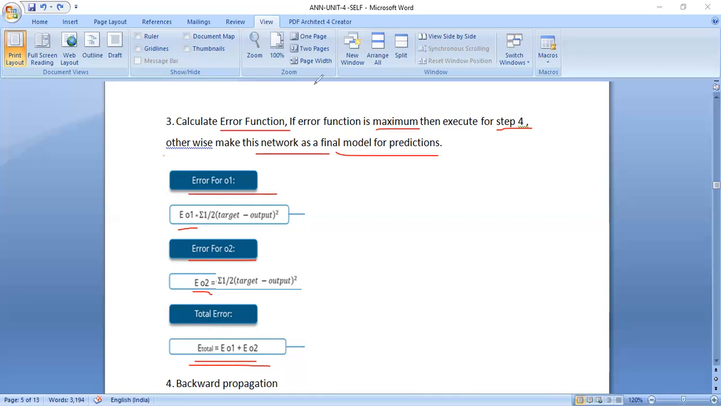So what is our task now? If this total error is minimum, then stop the process and finalize the given model with the initialized weights, that is, the weights we have taken are finalized for that model. If not, if this error is maximum, then what do we have to do? We have to go for the execution of step 4. Now we are at step 4. Clear?